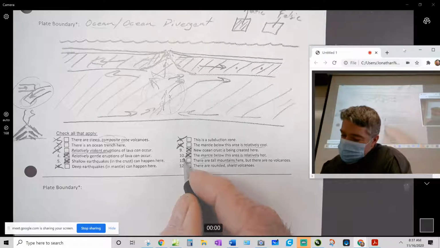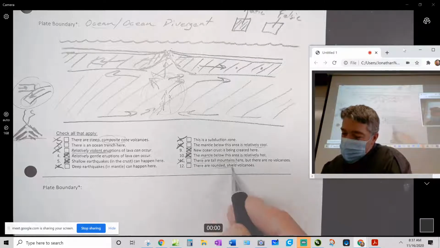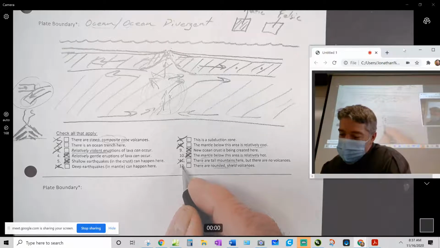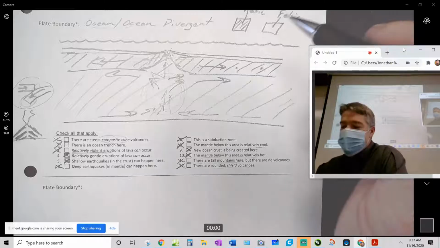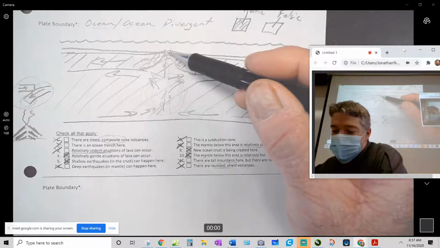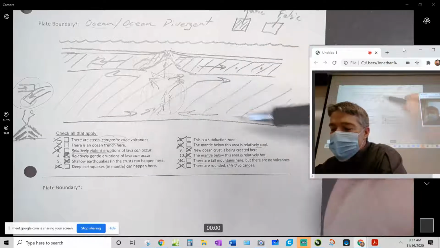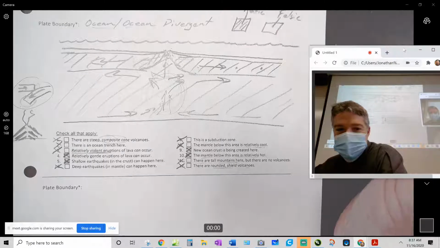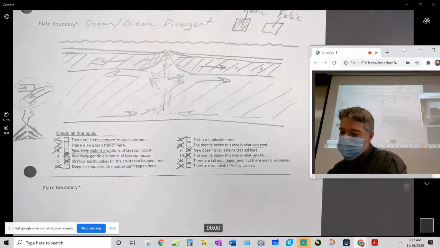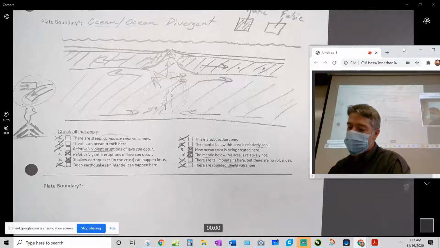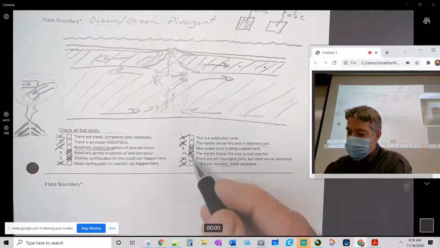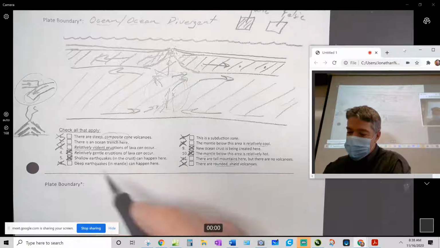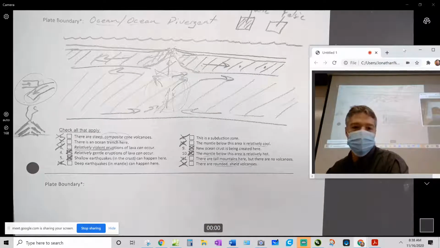So no. And finally, there are rounded shield volcanoes. There aren't any real volcanoes. Now, an exception to this is Iceland. Iceland is on the Mid-Atlantic Ridge, and some other stuff is happening, but we're not pretending this is Iceland. So there you go. If this had been the test, that diagram would have been great. And the only 4 things that you would have checked would have been those 4.